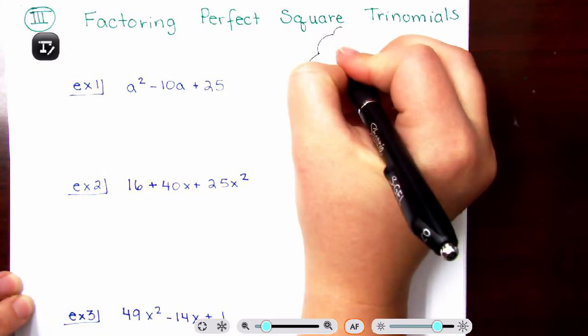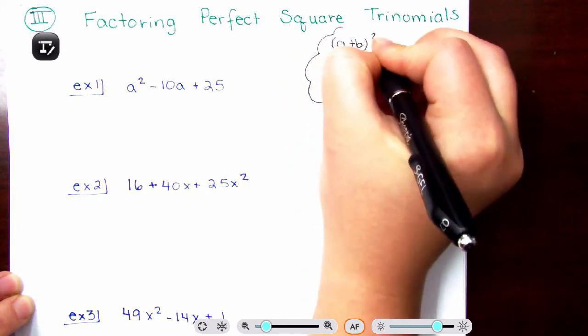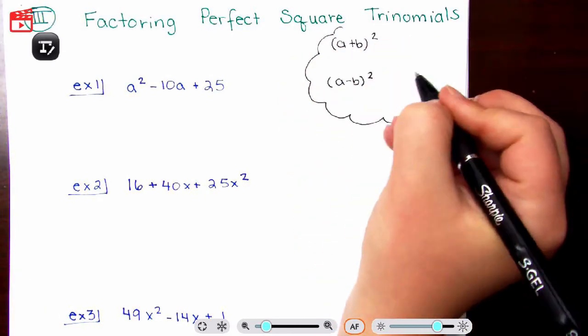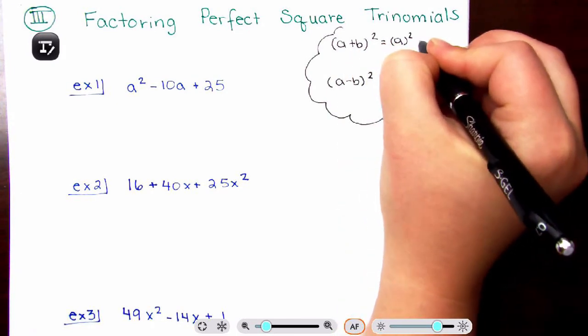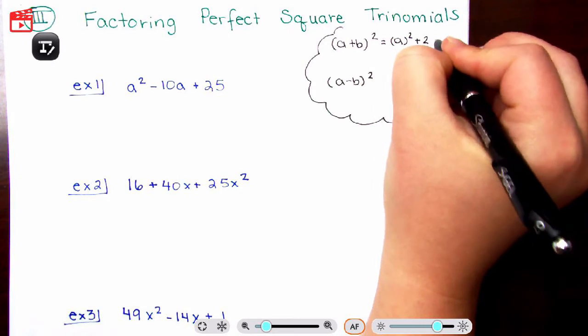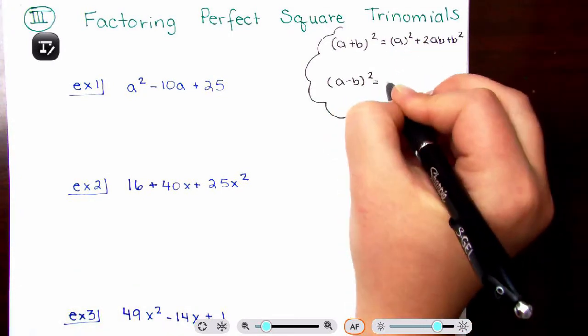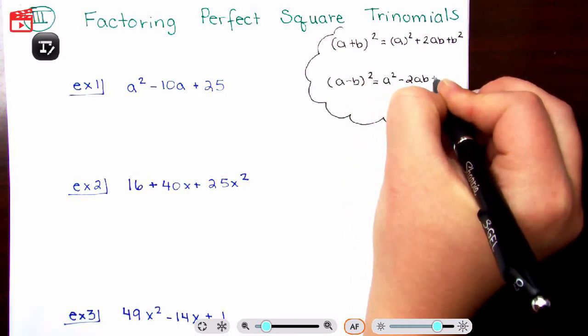What we have here is either a plus b squared or a minus b squared. If we have a plus b squared, that means we're going to have a pattern that says a squared plus 2ab plus b squared. If we have a minus b squared, we have a squared minus 2ab plus b squared.